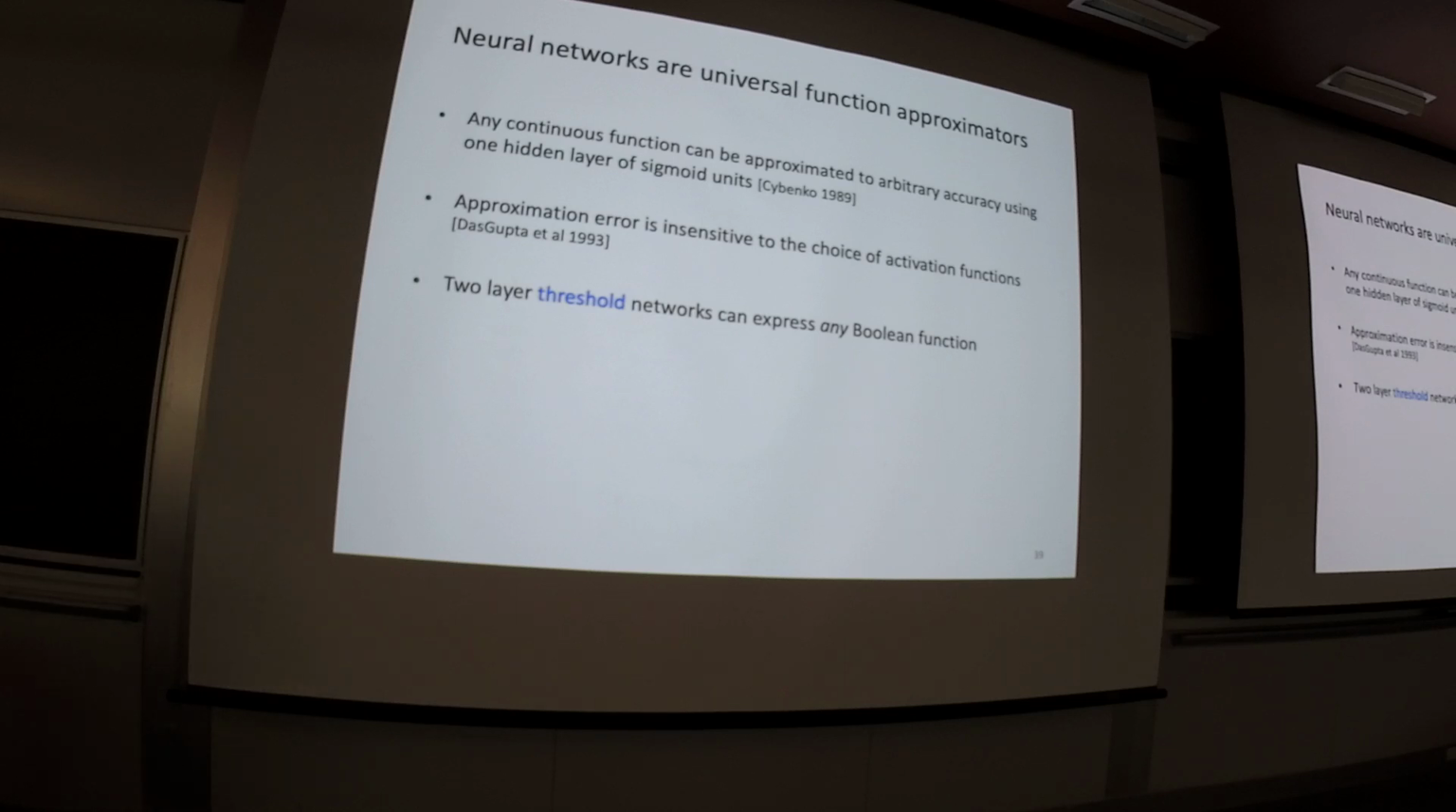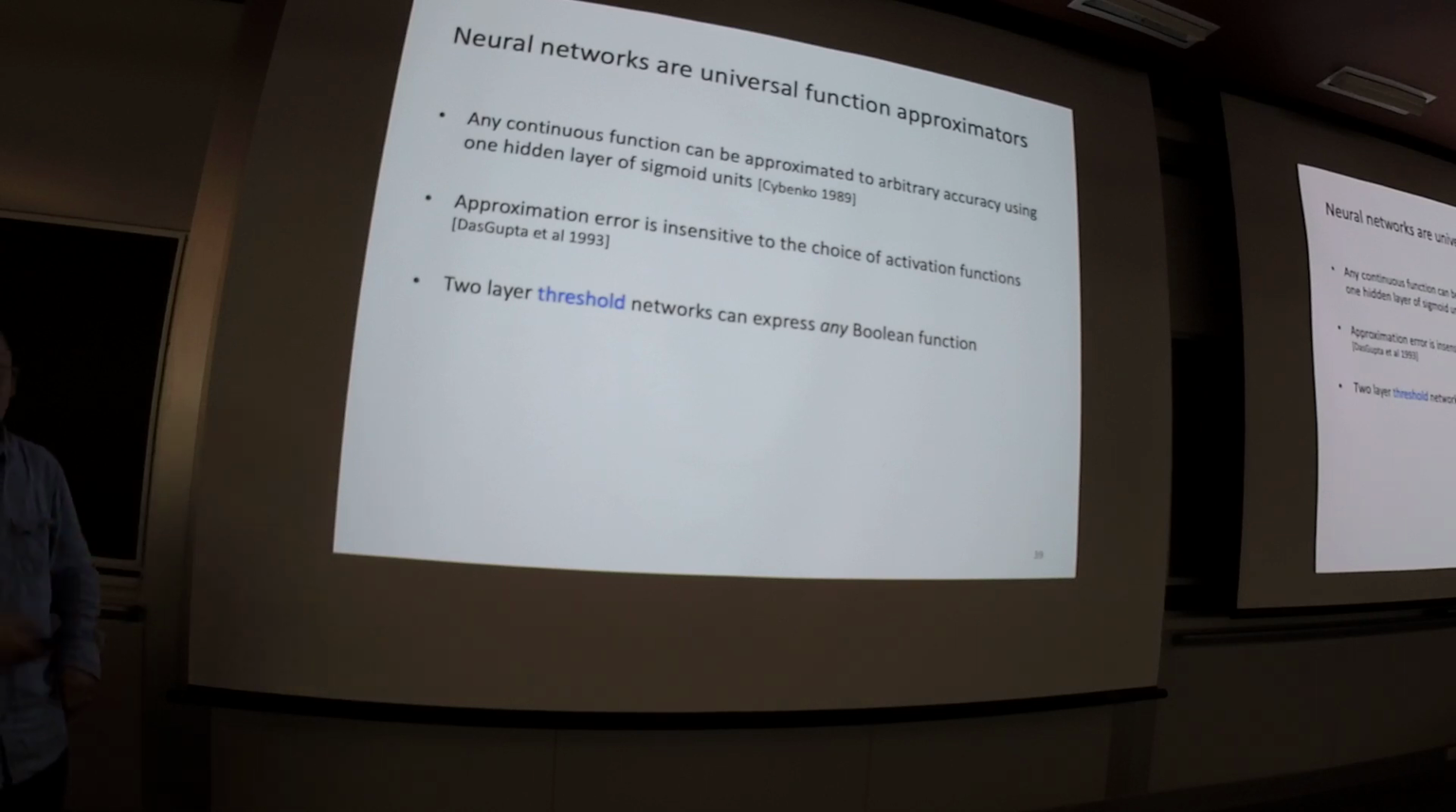So here's the theoretical justification of artificial neural nets. In 1989, people proved that any continuous function can be approximated to arbitrary accuracy using one hidden layer of sigmoid units. So you can say, I just build a two-layer neural network, the activation function is simply the sigmoid function, and I can use this neural network to approximate an arbitrary function, as long as this function is continuous.